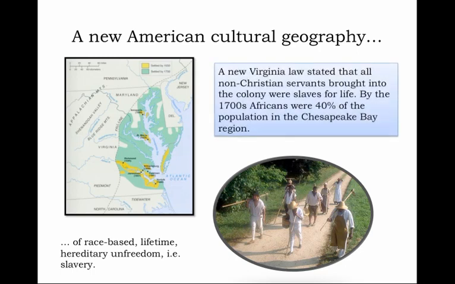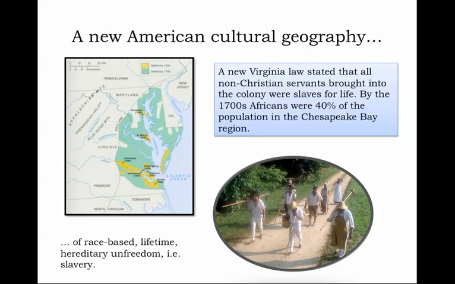And once again, we see this most clearly, I think, in the legal codes passed by the colonies. In Virginia, a new law stated that all non-Christian servants brought into the colony were slaves for life. This was a law in the late 1600s. Slaves for life. And so the mask is pulled away here. This is no longer going to be a form of indentured servitude or some sort of hybrid, but would now be lifetime hereditary unfreedom.